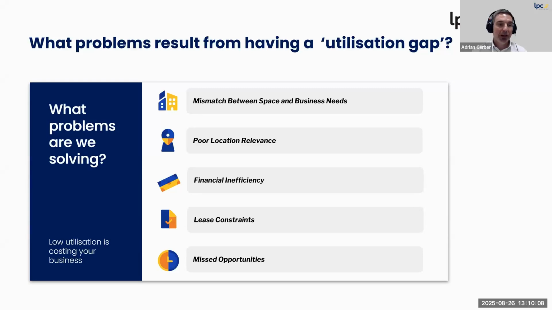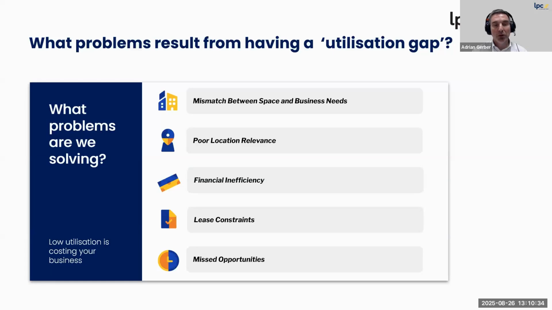The first is a mismatch between space and business needs. Many organisations are paying too much for space or the wrong type of space relative to how it's actually being used. They might have rows of workstations sitting empty while collaboration rooms are always full, or they simply don't know how often their space is used or by how many people. That lack of alignment is a problem we help make visible and then fix.